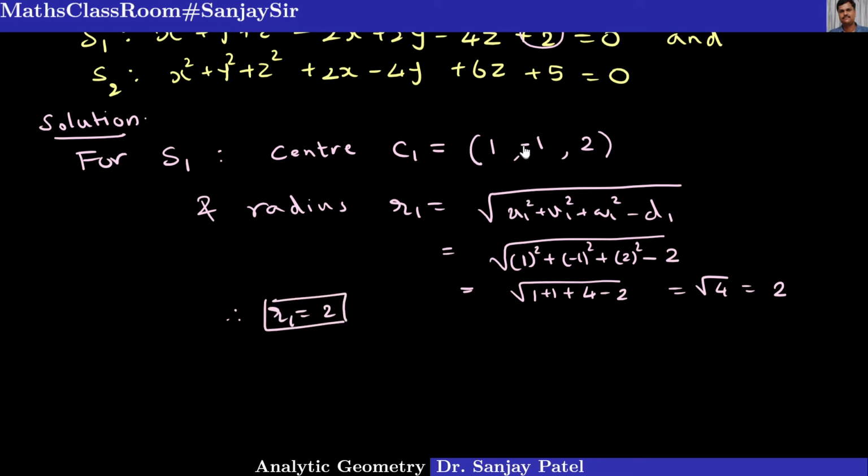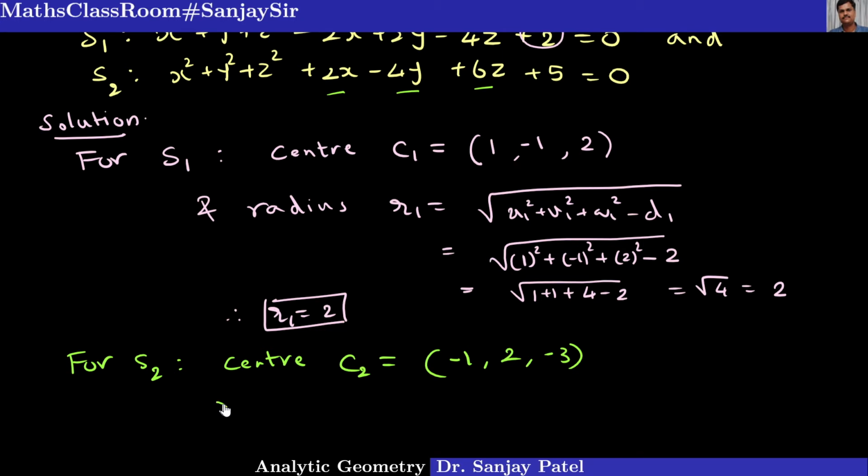So likewise, you find the center and radius for the second sphere also. For the second sphere, center is C2 is equal to, just look at these coefficients, divided by 2 and change the sign. So 2 divided by 2, 1, that is minus 1, then it is plus 2, then it is minus 3. Okay, 6 divided by 2 is 3, and changing the sign.